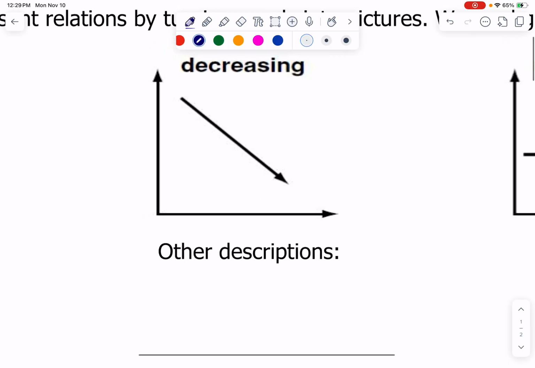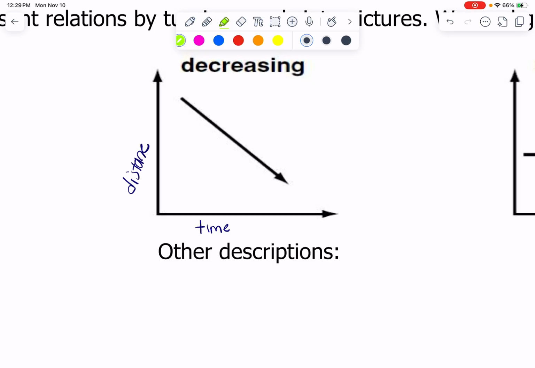Let's do the same thing over here. Again, we're going to make this the time, and we'll make this the distance. So as my time, my x-axis, increases, so let me write that down, as the time increases. Okay, so now let's go back and look at the graph. As the time increases, what's happening to this distance right here? Well, the distance is going down, right? So if I started at 10 up here, I'm now down to 2.